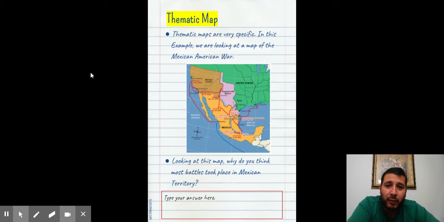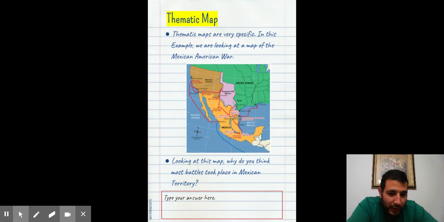Now we're looking at the last one, the thematic map. This one you can basically do whatever, as long as the information is correct. This one is going to talk about the Mexican American War, and it's actually not in the title. I put it like that on purpose. So in this example, we're looking at the map of the Mexican American War. Now, if we didn't have, well, in this case, we don't have the title.